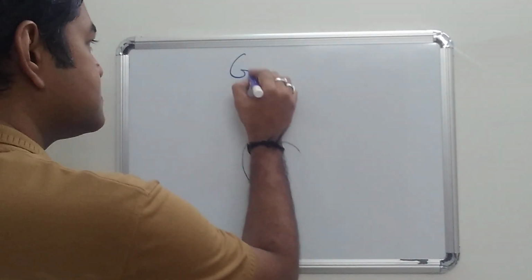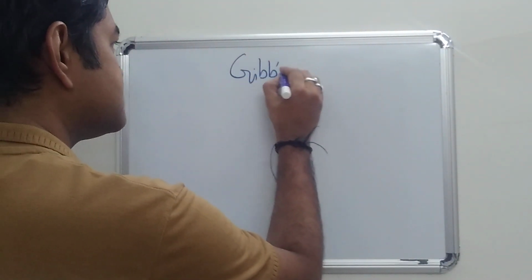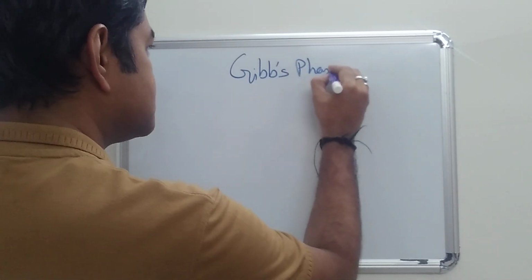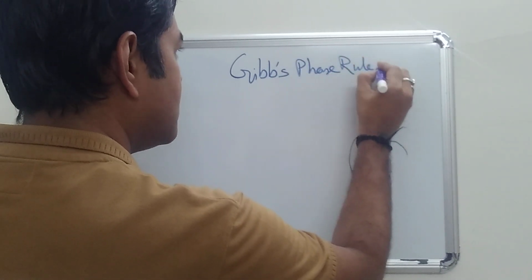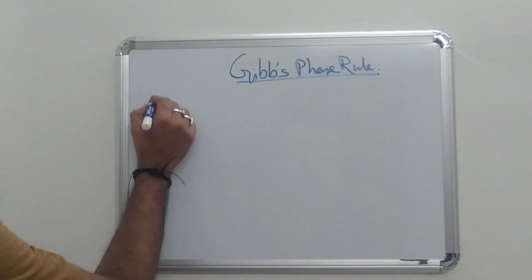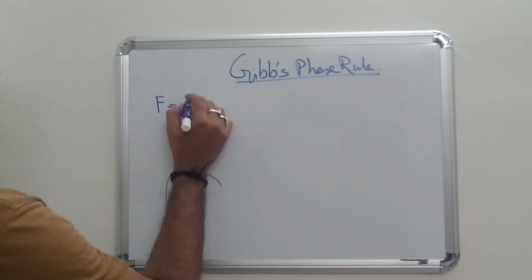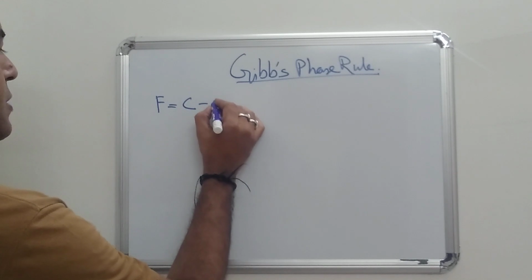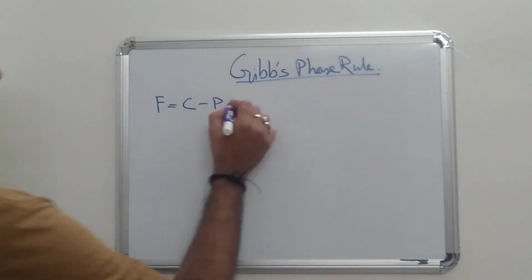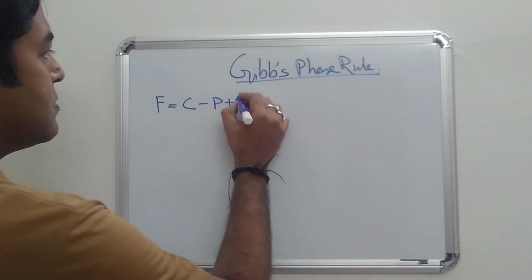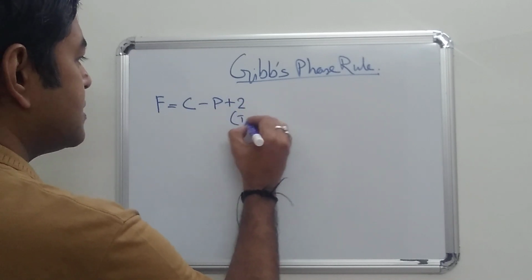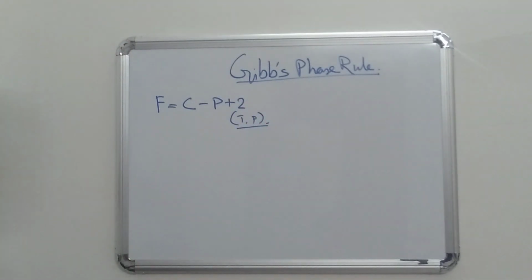Gibbs phase rule. According to this rule, degree of freedom will be equal to the number of components minus the number of phases present in the system at equilibrium plus 2, where 2 stands for temperature and pressure, the two parameters.